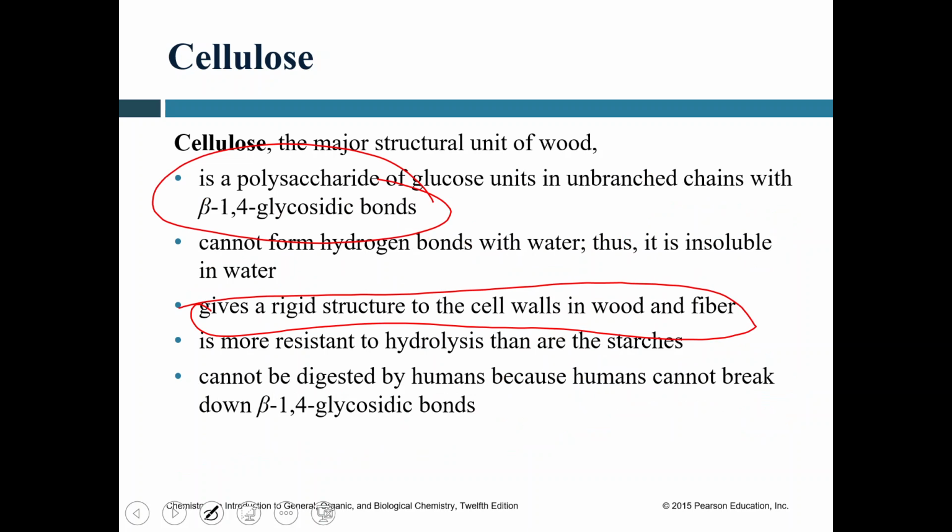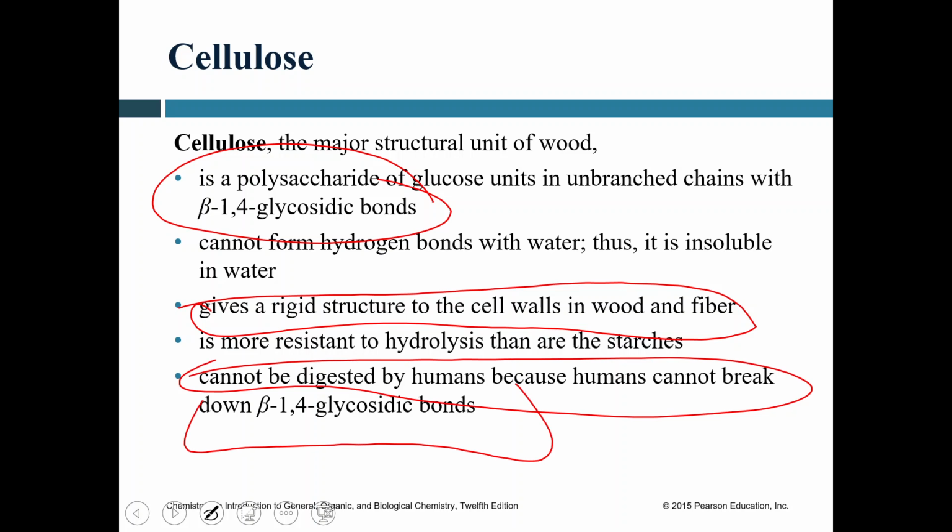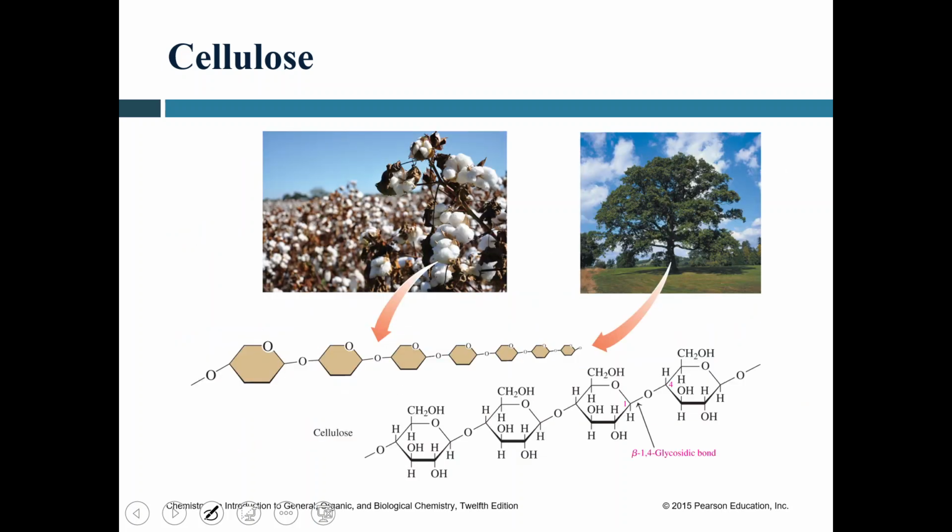It is much more resistant to hydrolysis than the starches are, and that makes it indigestible by humans because we cannot break down beta-1,4 glycosidic bonds. So this is cellulose. You can see beta-1,4 glycosidic bonds between individual building blocks of cellulose.